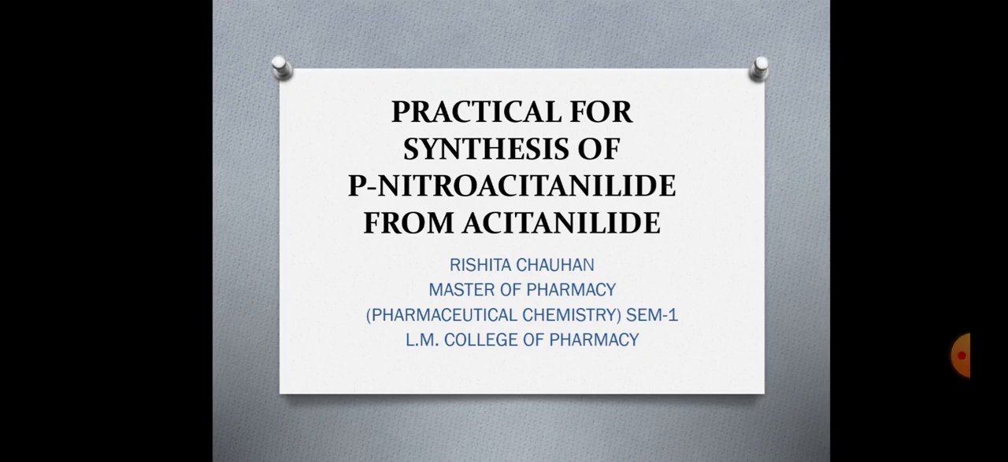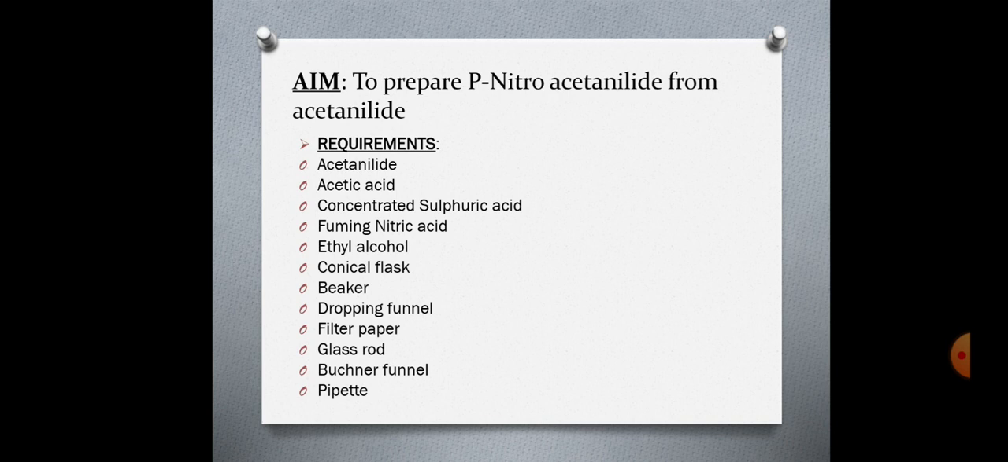Today we are going to discuss the practical for synthesis of para-nitroacetanilide from acetanilide. The aim of the practical is to prepare para-nitroacetanilide from acetanilide. We require solvents like acetanilide, acetic acid, concentrated sulfuric acid, fuming nitric acid, ethyl alcohol, and in apparatus we require conical flask, beaker, dropping funnel, filter paper, glass rod, Buchner funnel, and pipette.